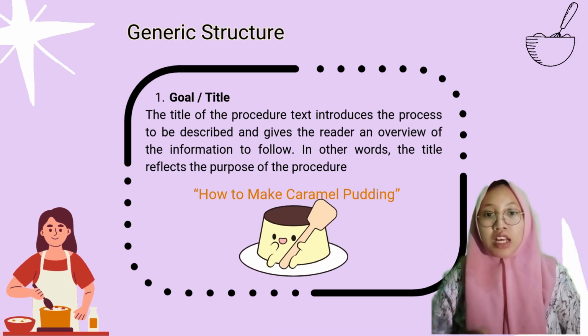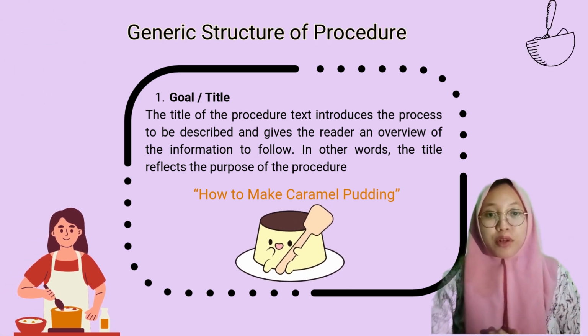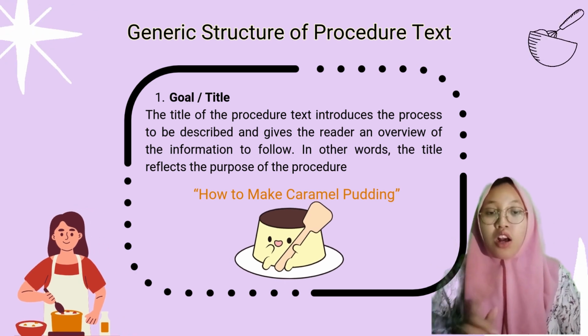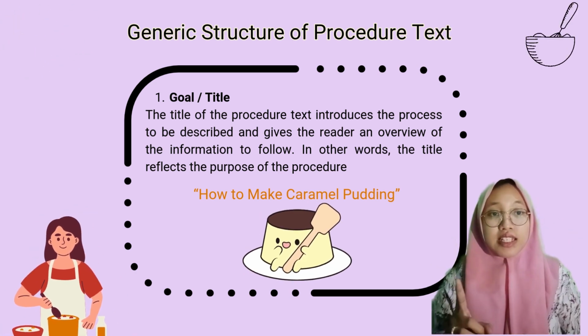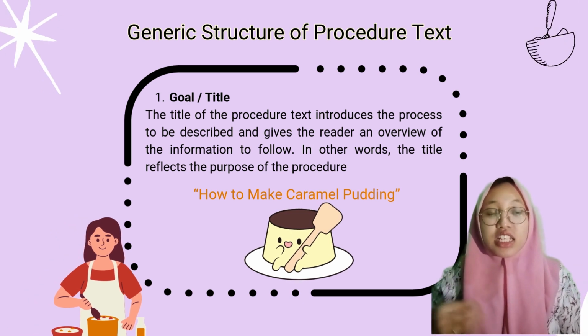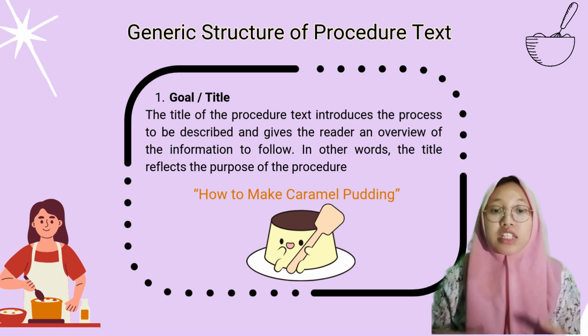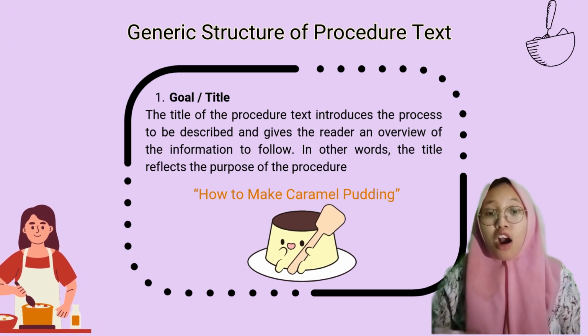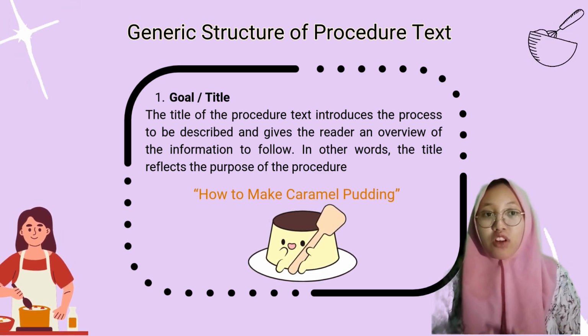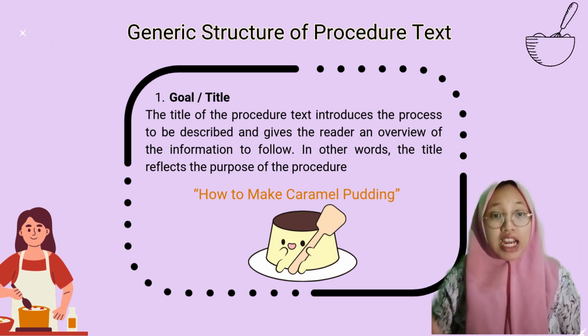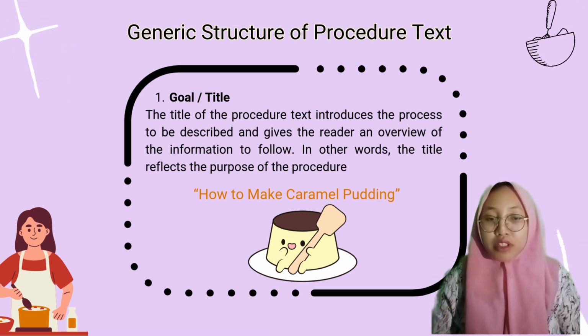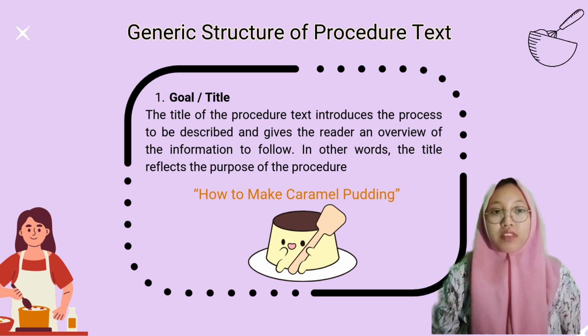Struktur yang pertama, and the general structure of procedure text is goal or title. The title of procedure text introduces the process to be described and gives the reader an overview of the information to follow. In other words, the title reflects the purpose of the procedure.